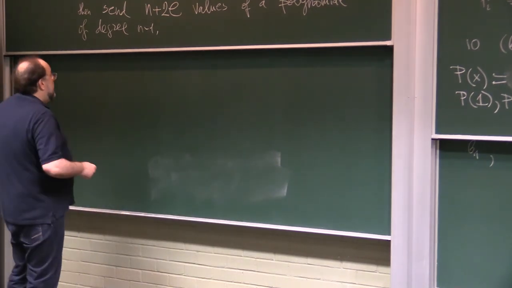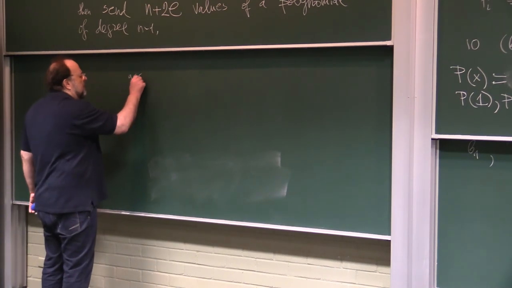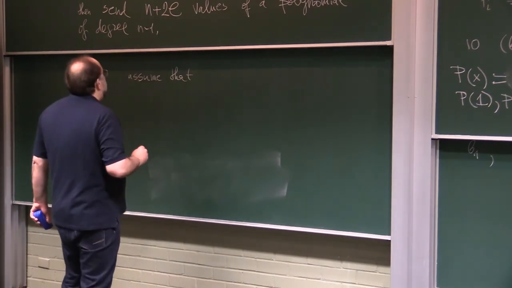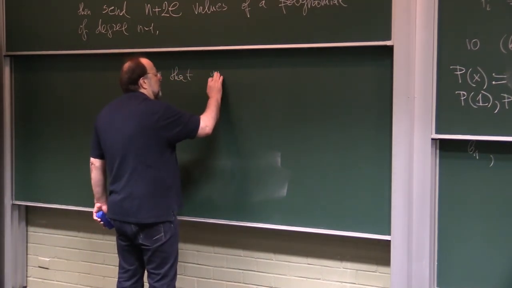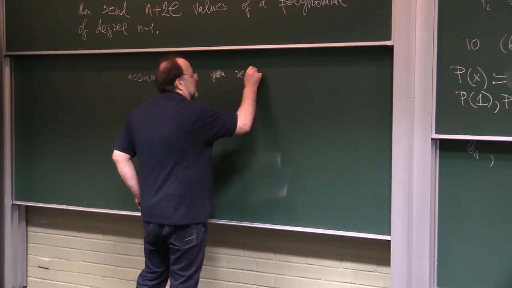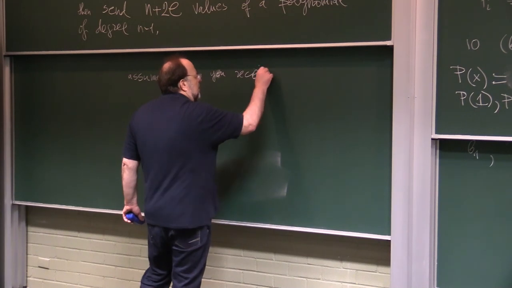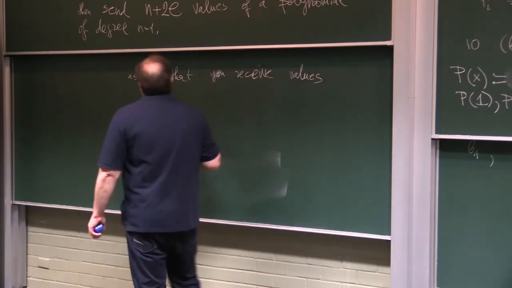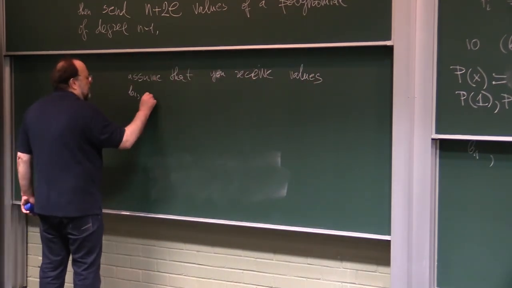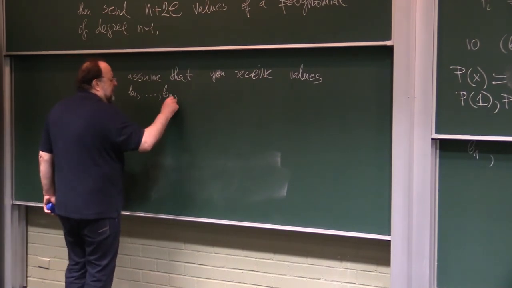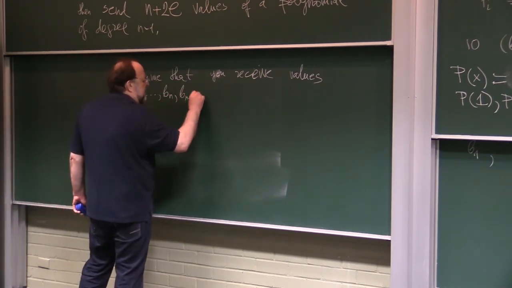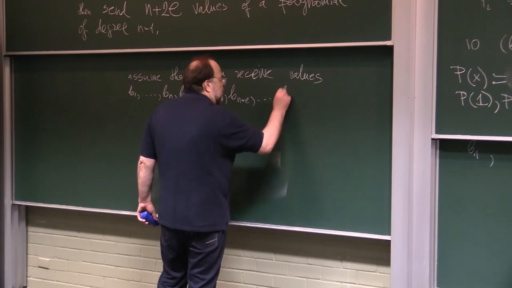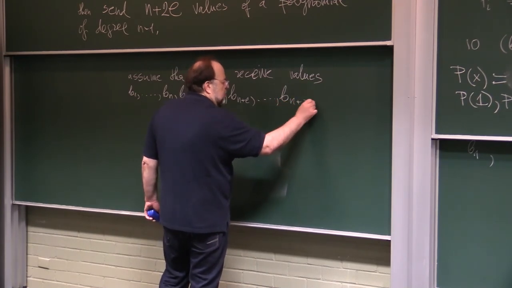Right? So assume that you receive values b1 up to bn, bn plus 1 up to bn plus e, all the way up to bn plus 2e.